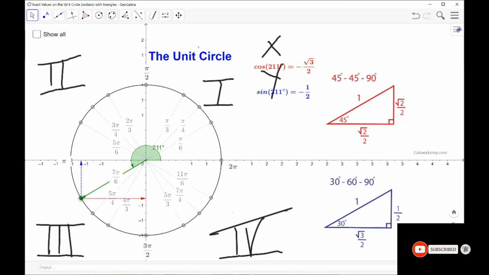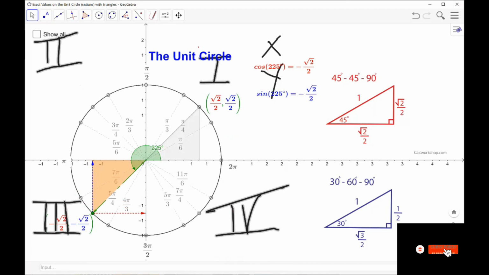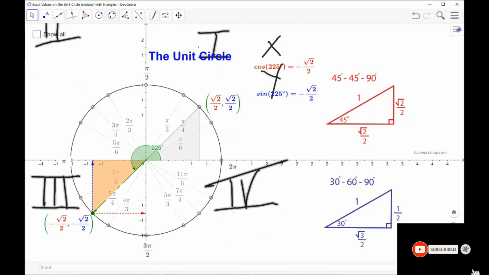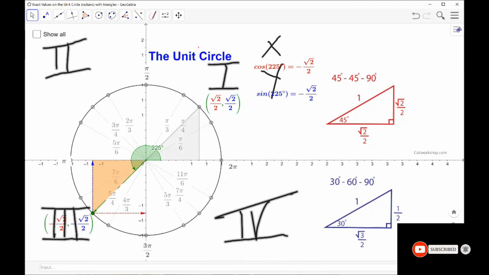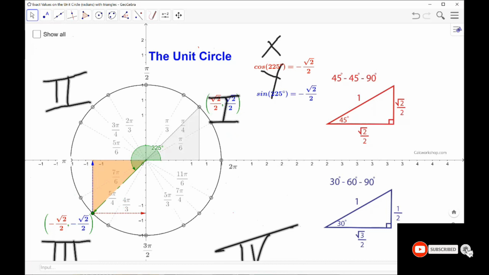Let's keep making our way around. So for the 225-degree angle, that corresponds to the 45-degree angle, but again, both the x and the y are negative. So the cosine of 225 will be negative root 2 over 2, and the sine of 225 will be negative root 2 over 2.